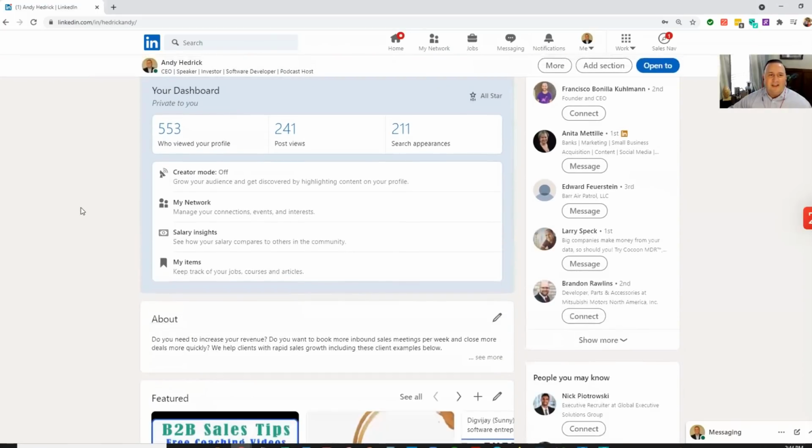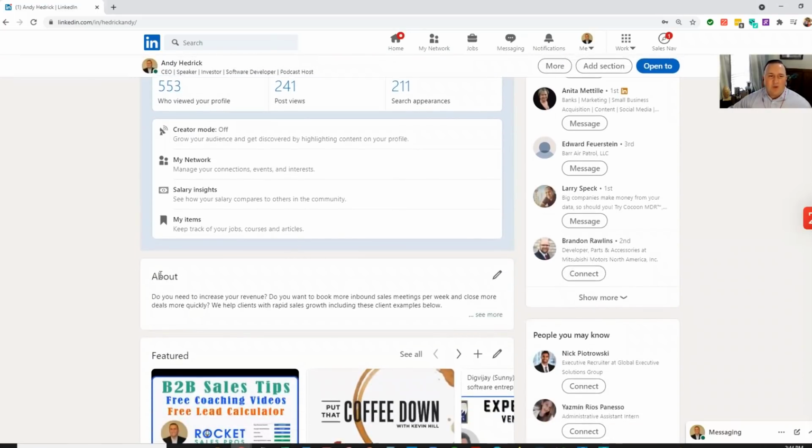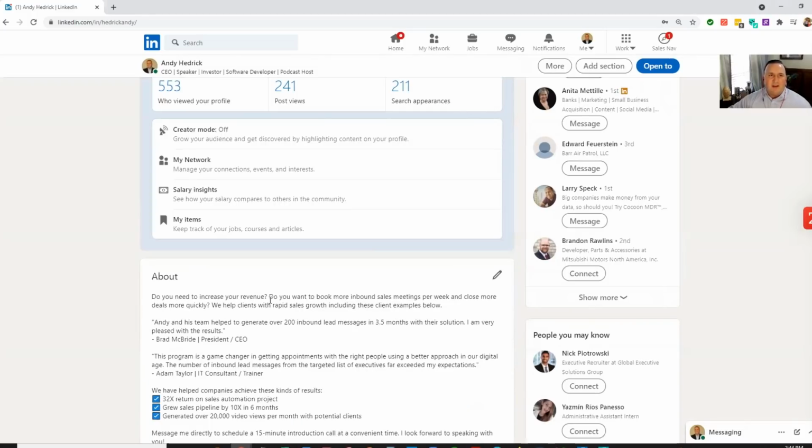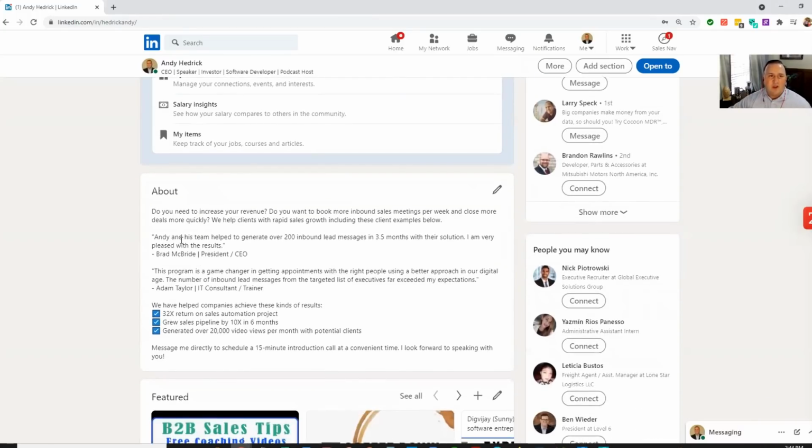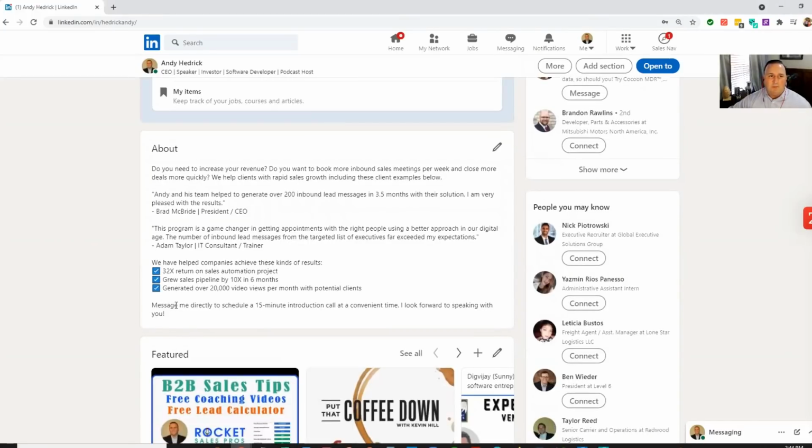So the next thing they're going to look at is your about section. So what we've done really, I think, with our own company and with clients really well is what's in it for them. Really, when you're thinking about connecting with a person, you're going to look at what are they about? What's in it for you is what we do on our profiles, and it works really well. So we talk about increasing revenue. We have some testimonials. We have specific results listed, and then a very easy next step. So message me directly to schedule a 15-minute introduction call. A really easy next step for the person that's considering connecting with you.